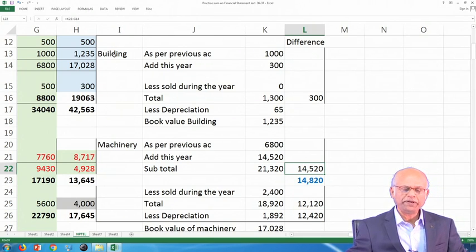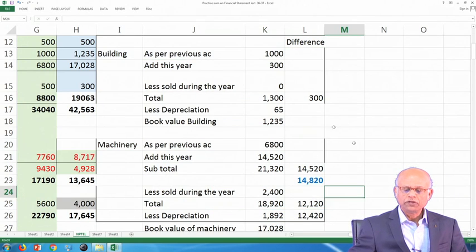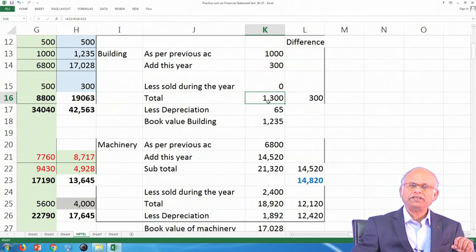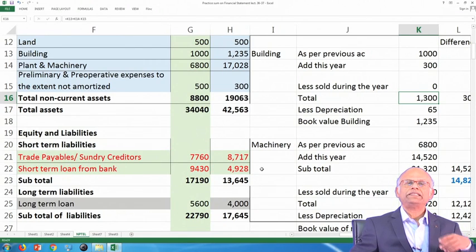So, when we prepare this, when you blow up this depreciation thing, when you make the total, say for the building account, as per previous account is 1000, add this year is 300, less sold is 0. So, we have a total of 1300. So, the total of 1300, as at the close of the business, is the total asset before depreciation. Then we see what was the book value of the asset in the previous year's closing, at the time of closing.